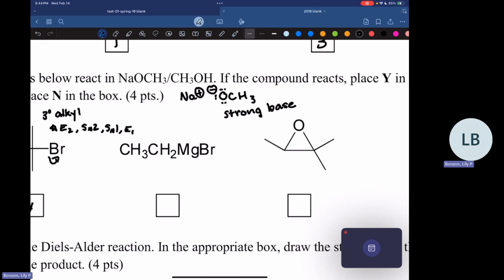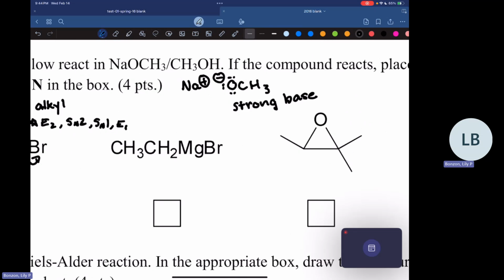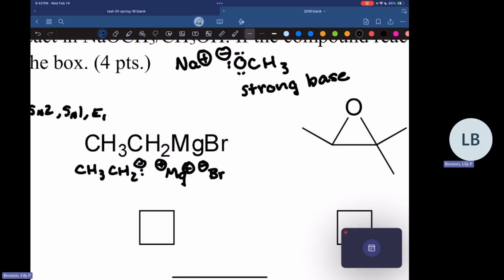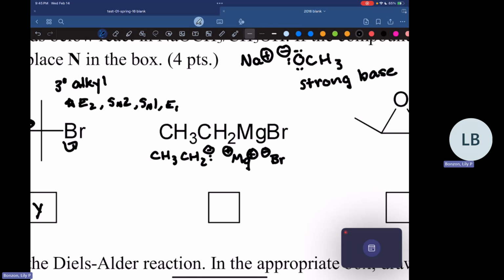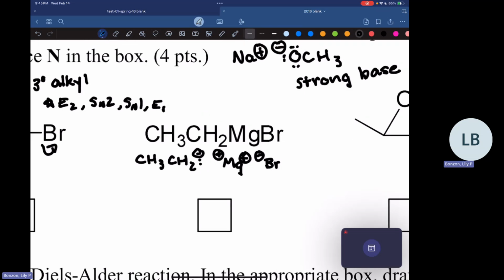All right, so over here in our third structure, we've got an MgBr Grignard reagent. So this one's a little bit unique. Again, one thing to keep in mind when you have these first and second row metals is that often they are forming ionic bonds with these structures. And so the alkane part of this structure is actually going to be a carbocation.